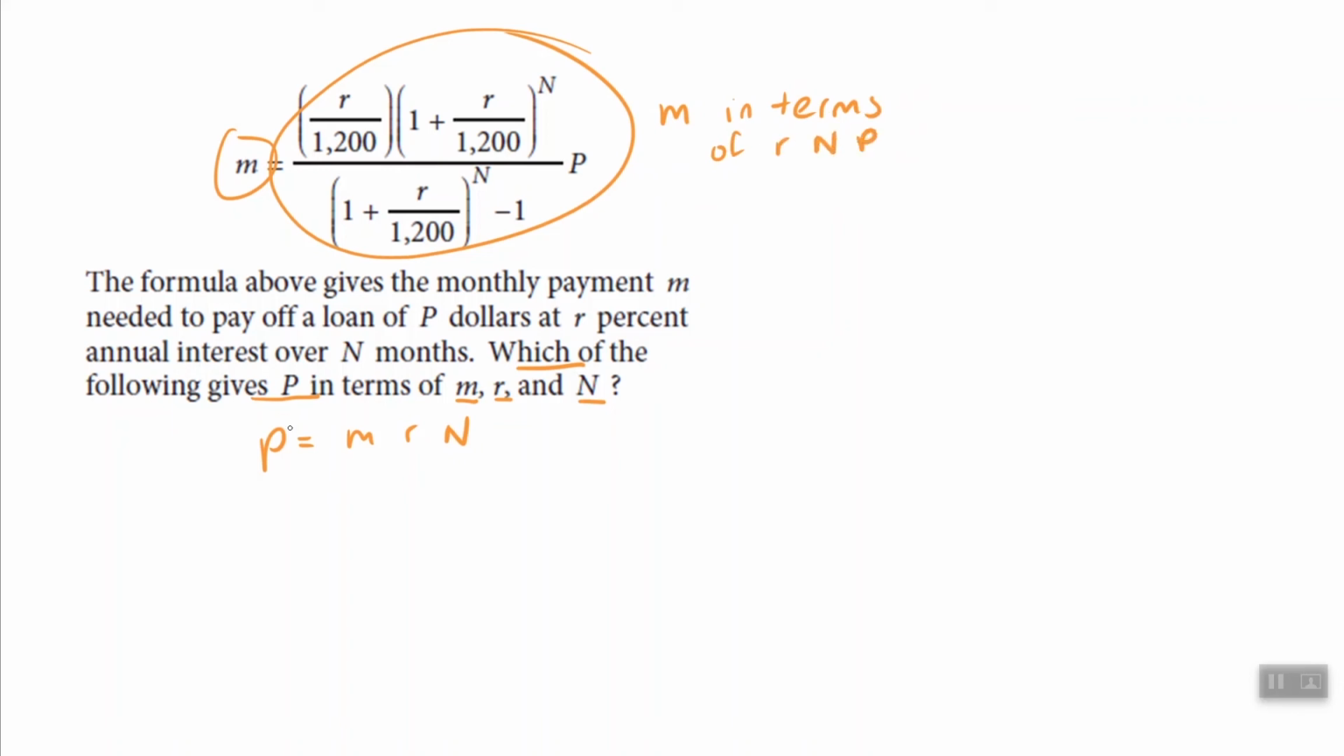So how are we going to get the answer that they want? That's right. We're going to transform the equation so that P is on one side by itself, and these other terms, the N, the R, and the M, are on the other side.